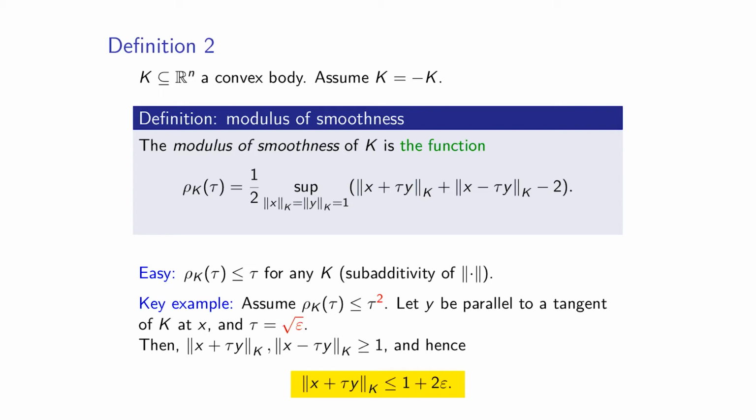So what this modulus of smoothness is, is the following. You're given a convex body. Think of it as the unit ball of a norm. So you're given a norm in R^n. Take the unit ball. The modulus of smoothness is going to be a function of tau, so it's a real-to-real function. And consider the following.